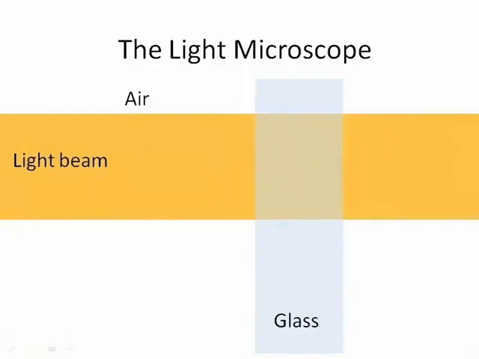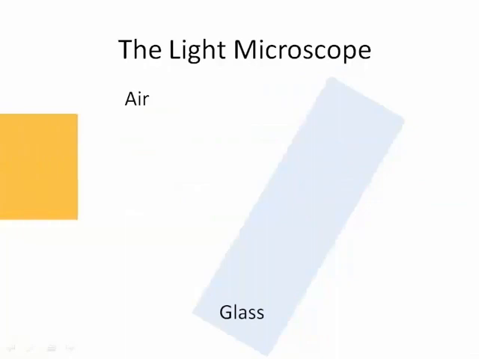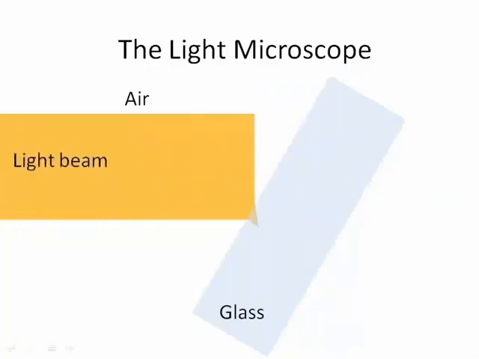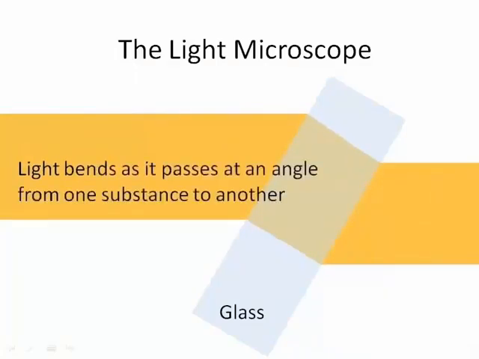But if light strikes at an angle to the glass, one side of the beam slows before the other side, and the light bends as it passes into the glass. When it leaves the glass into the air, the process reverses. This bending, which is called refraction, is the basis of magnification.